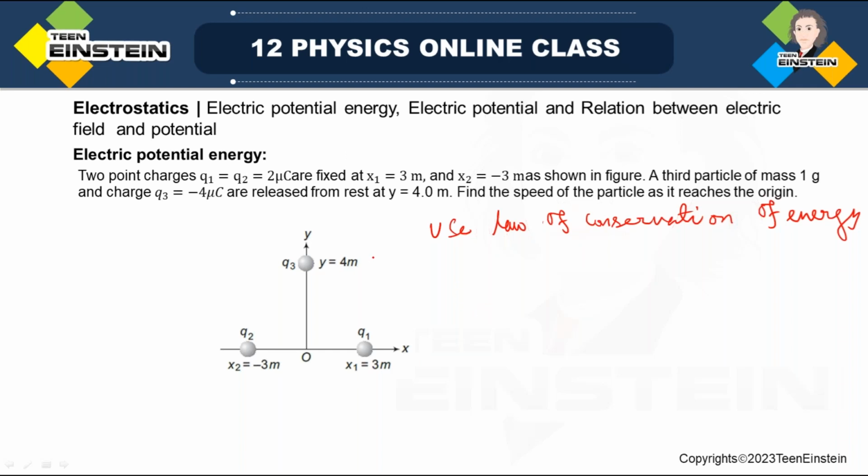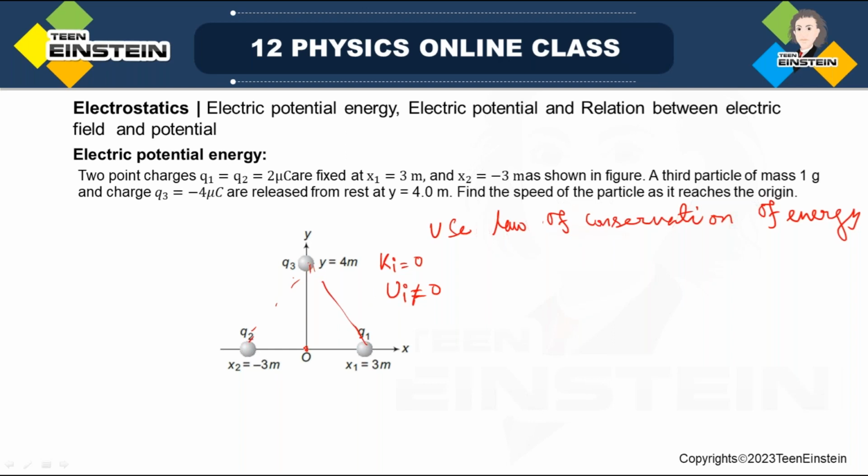At this particular position, how much is the total energy? What is the kinetic energy at this position? Initial kinetic energy is 0 because the charge is at rest. What is the potential energy? Potential energy we can find out due to the sum of these two. As you know, for multiple charged particles we know how to calculate electrostatic potential energy. I'll write it just a few minutes later. So this is a non-zero value.